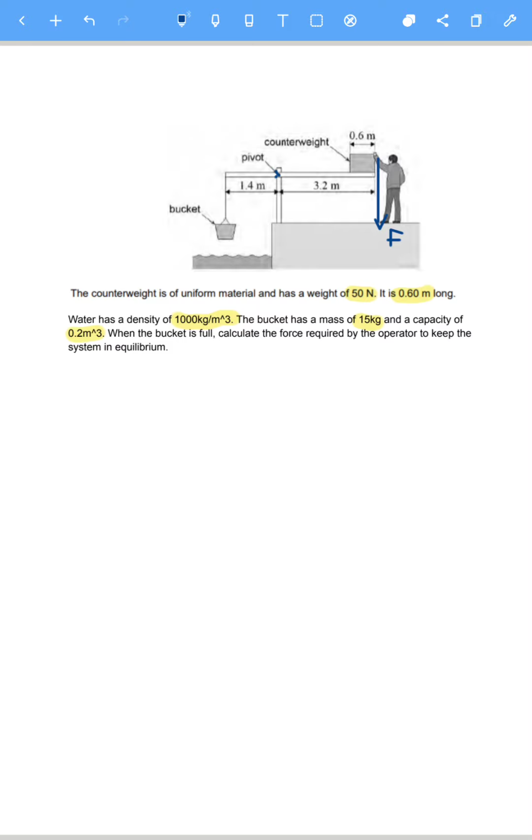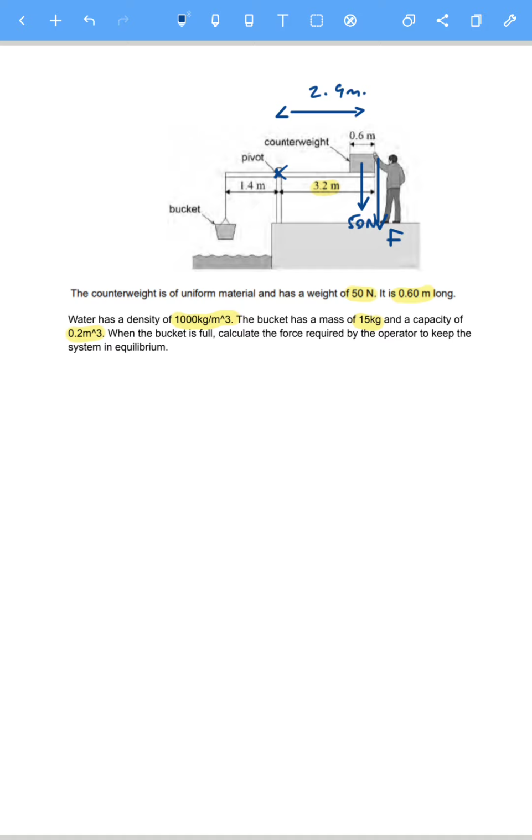So the first part is the counterweight is a uniform material of weight 50 newtons, and it's 0.6 meters long. So that means that the 50 newton weight of this object will act from the center. So the 50 newton force from the pivot, we've got to look at these distances, and it's the 3.2 minus half of the 0.6 because it acts in the middle. So we've got to subtract 0.3 from 3.2. So the distance to the center of the counterweight is actually 3.2 minus 0.3, which is 2.9 meters. That's a really important part of this question.